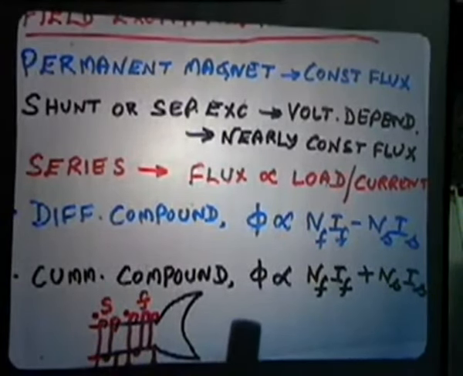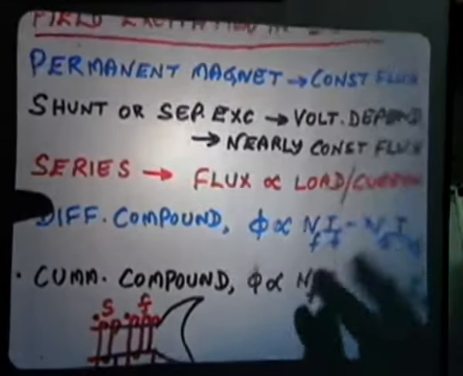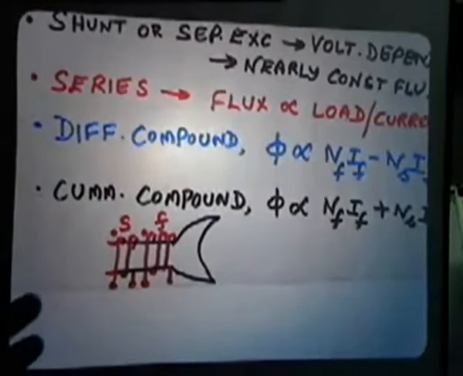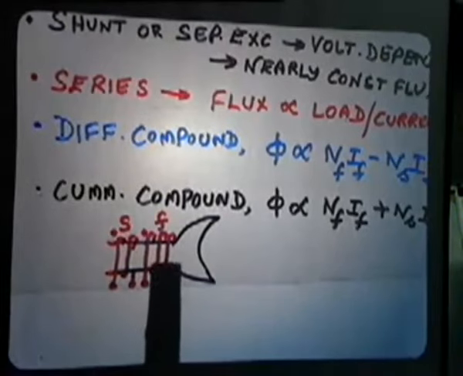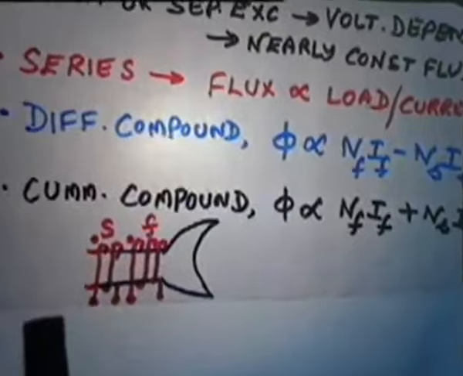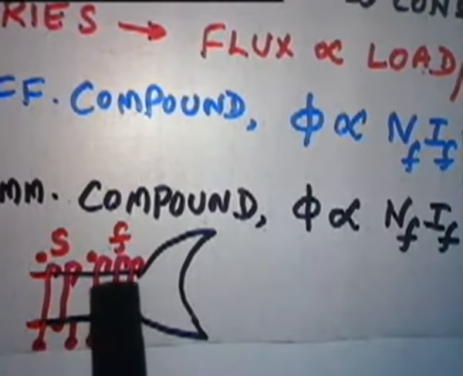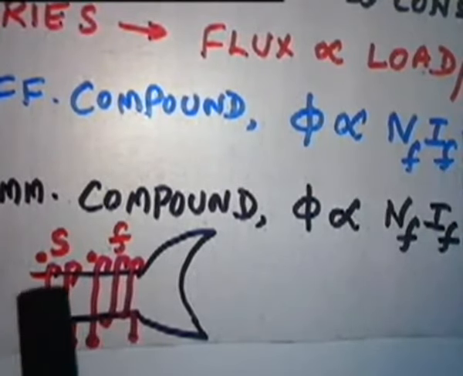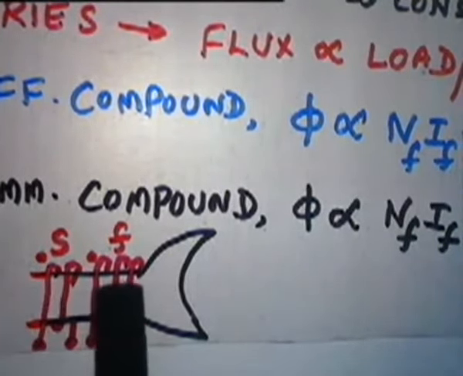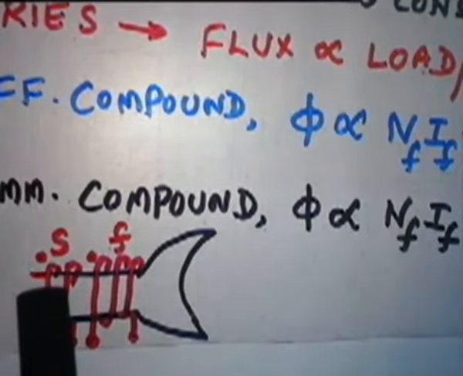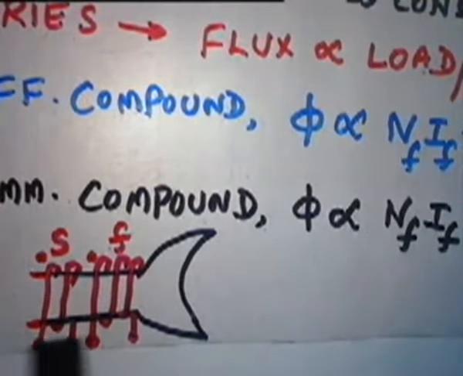That means on the same poles, as we see here, both the main field winding F and the series field winding S are wound, and we have seen that they will have different geometrical configurations. This will have higher turns, this will have lower turns, this will be thin wires, this will be thicker wires.